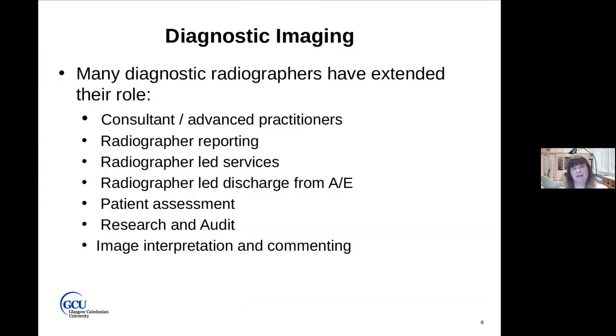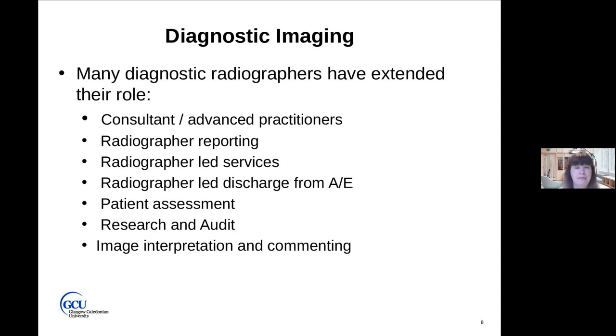In terms of diagnostic imaging then, there are a lot of diagnostic radiographers who have actually extended their role. As I said to you earlier, I was one of them that extended my role to become an advanced practitioner by moving into reporting services. Across the UK and across the globe, there are a lot of extended roles. You're getting radiographers who are now leading services on their own.